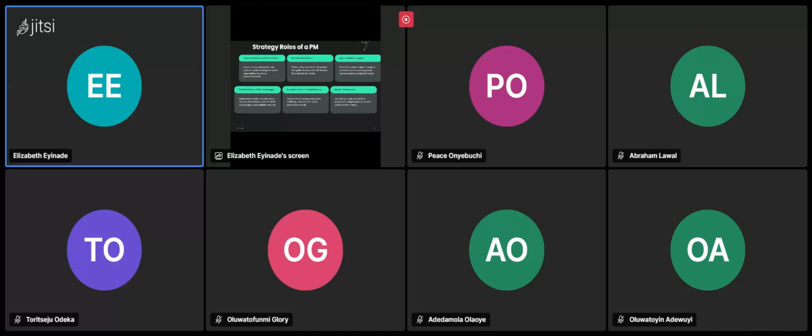Then the second one: you set the product's vision. Let's use an example now. You want to build an application. Okay, let's use a fashion designing application, since the festive season is approaching and people would want to sew their clothes. So you want to build a fashion application that connects people to fashion designers.